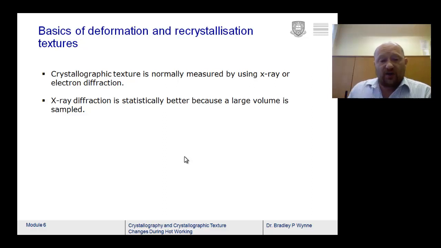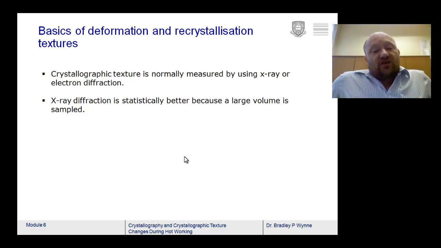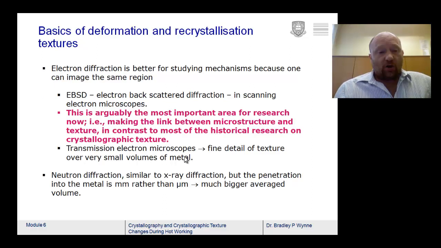Okay, typically we measure texture either using X-ray diffraction or electron diffraction. X-ray diffraction is statistically better because a large volume is sampled, but we don't know the actual location of the grains. And anyway, today's electron diffraction equipment is becoming so sophisticated that we can now get data just as good using electron diffraction. And that's what we're going to use.